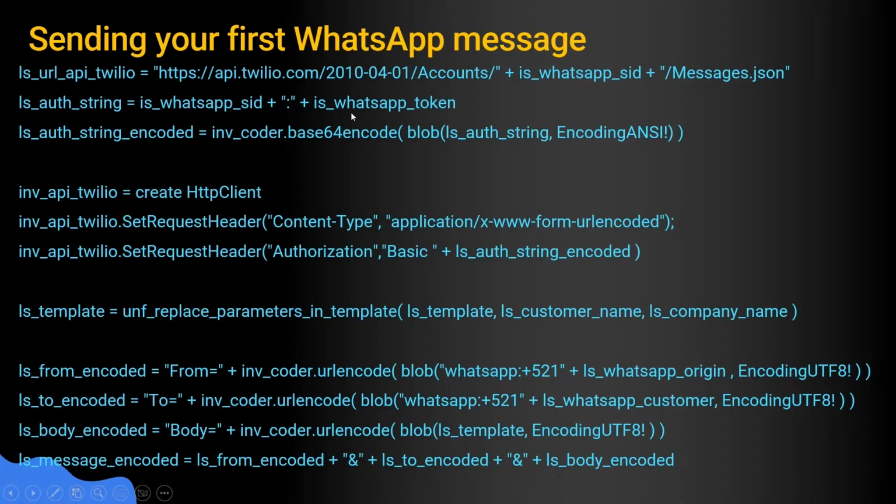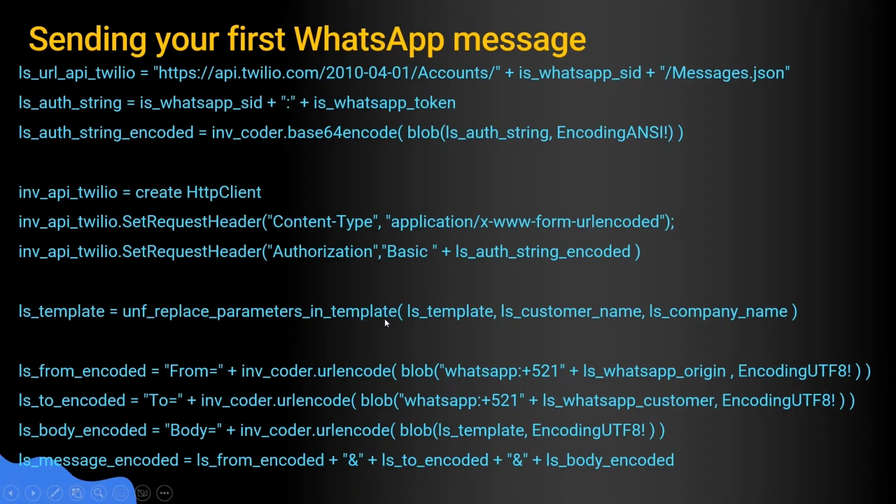Once you have these two items together, you need to do the Base64 encoding, and you're going to send the blob of that string in ANSI encoding. Once you have all this information, you're going to create your HTTP client. You're going to set the request headers, as this is application/x-www-form-urlencoded. And the other header is the authorization, and you're going to provide the encoded authorization string that's right here. Once you have this information, remember the template.